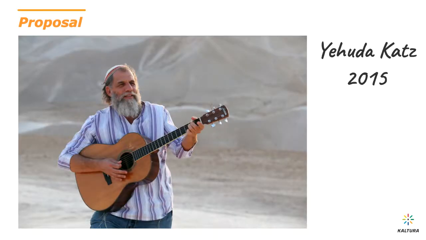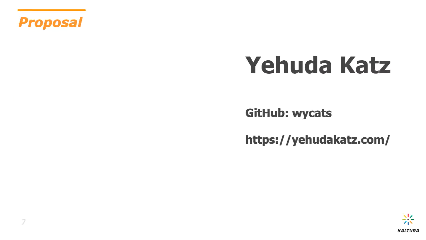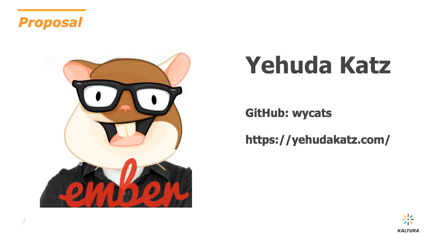The guy who actually proposed decorators was Yehuda Katz back in 2015. I see somebody laughing. Yeah, right. It's the wrong guy. This is the guy. This is Yehuda Katz. By the way, the previous picture is the first one that you see on Google pictures when you look for Yehuda Katz. By the way, this face is more famous, right? Everybody knows it's Ember.js.